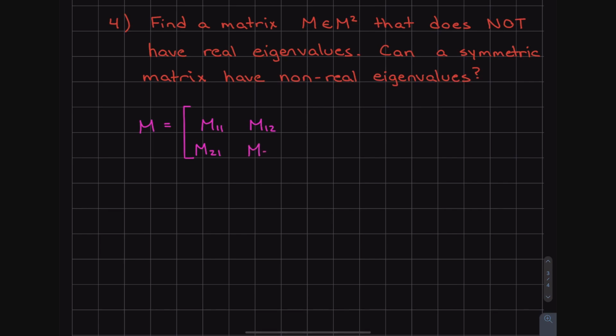So this is a two-dimensional matrix. This is the case it wanted us to look at. So something like this. And it says, how can this have non-real eigenvalues? Well, we have to figure out how we find those eigenvalues.